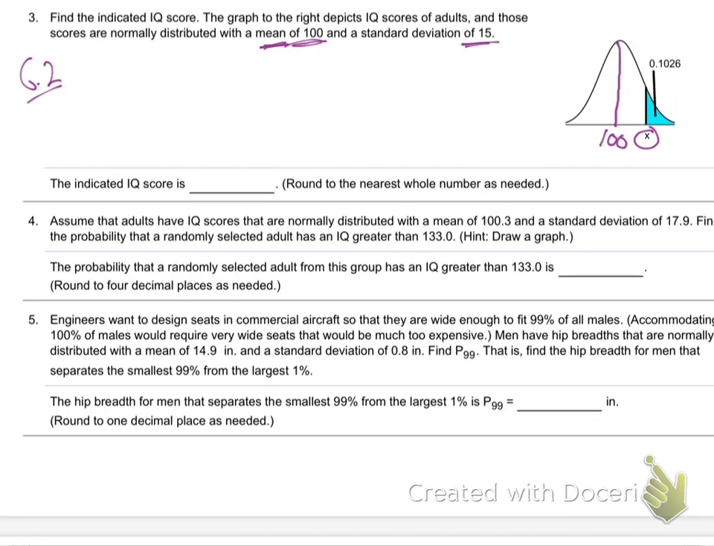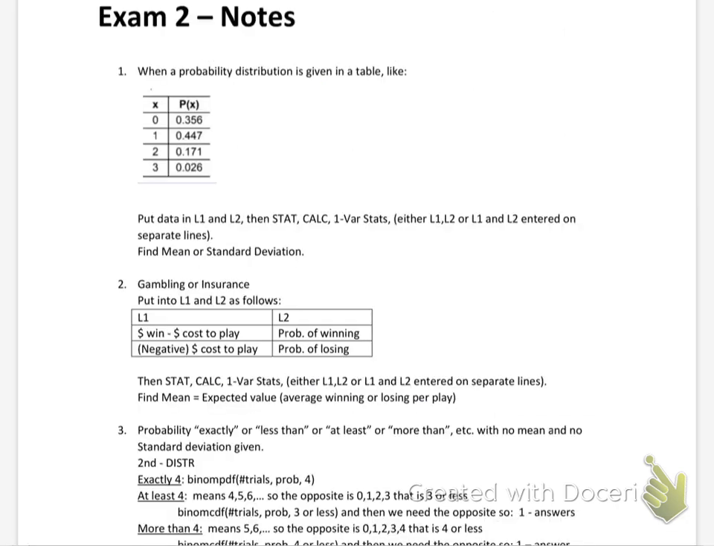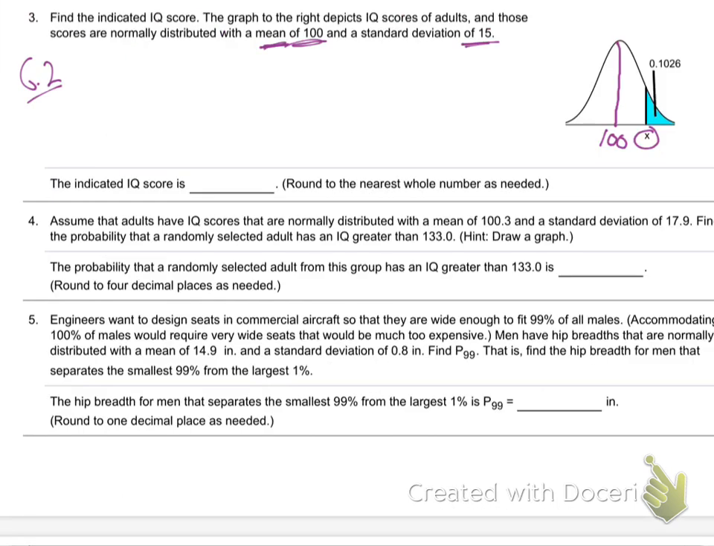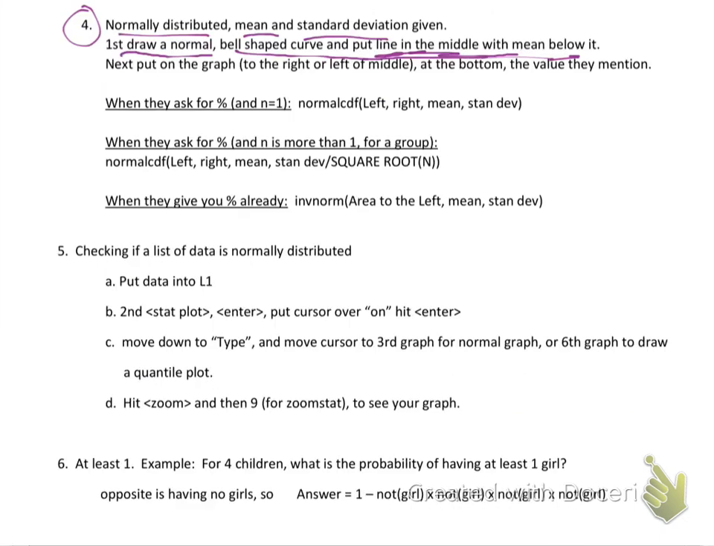If you're in class, I've passed them out. If you're online, I've put a link at the Canvas course site. So here's exam 2 notes. It's not number 1 or number 2 or number 3. If you go to the second page, number 4, there it is. That's for normally distributed things where they give a mean and a standard deviation. First, draw the normal bell-shaped curve and put the line in the middle with the mean below it. So we did that. They've already given us the bell curve, and I just put the mean in there.